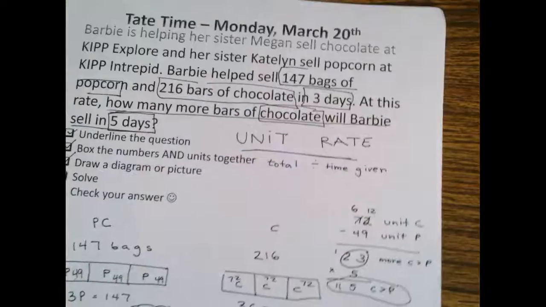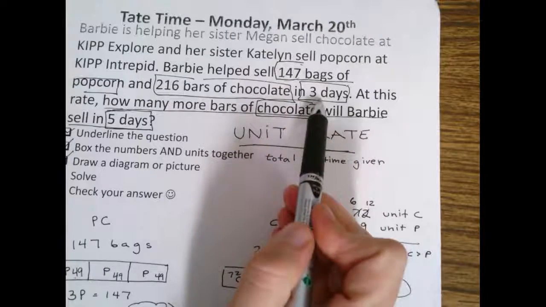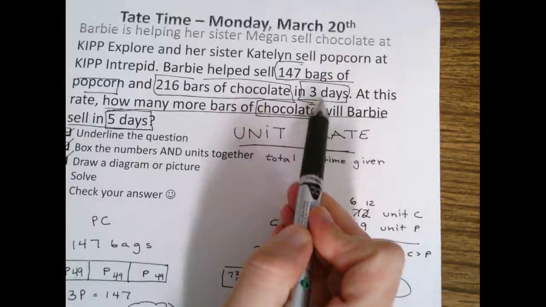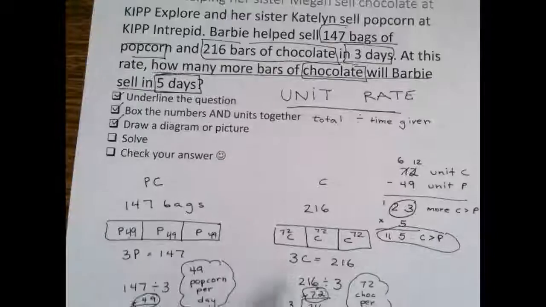We can calculate the unit rate by giving the total and dividing it by how many days or items that we're buying, and that's going to help us figure out the rest of our problems.